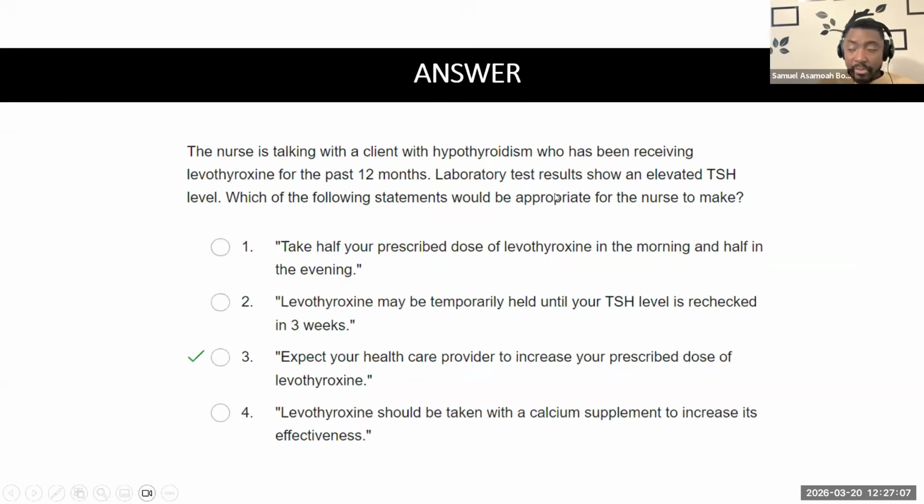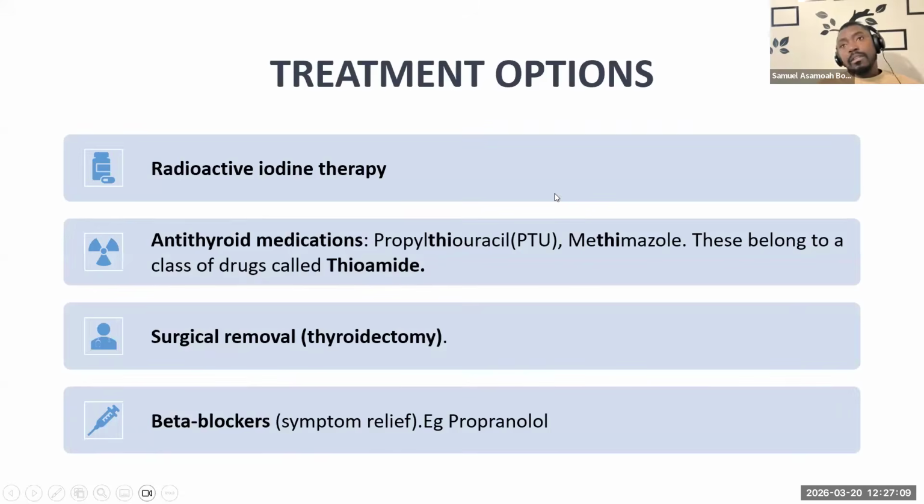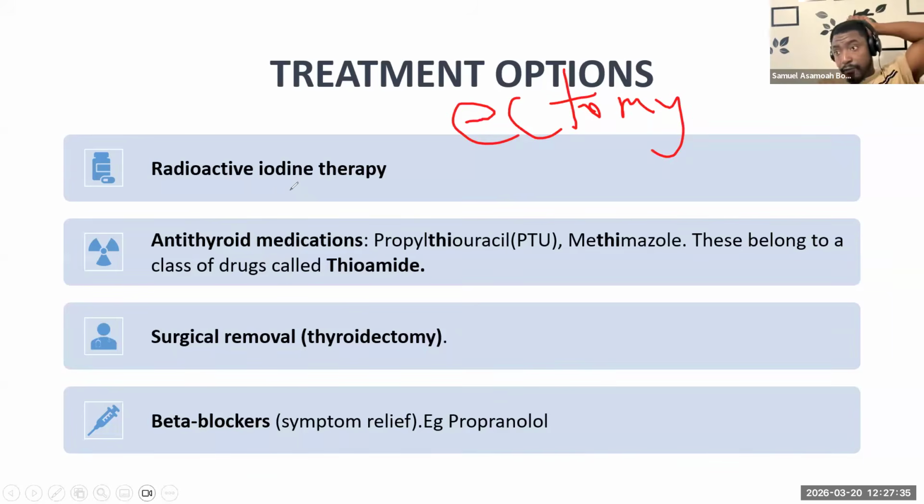Okay, all right. So 3 was the answer. Now, the number 1 treatment for any hyper-releasing, hyper-secreting, hyper-producing, hyperstimulating organ in the body is to remove it. So the number one treatment is to do what? Remove it. And when you do it surgically, we call it what? Thyroidectomy.